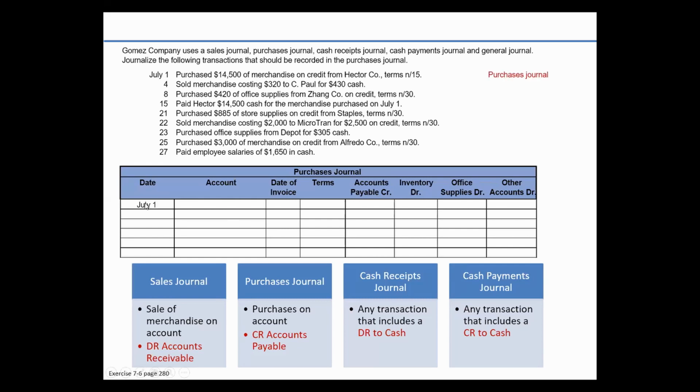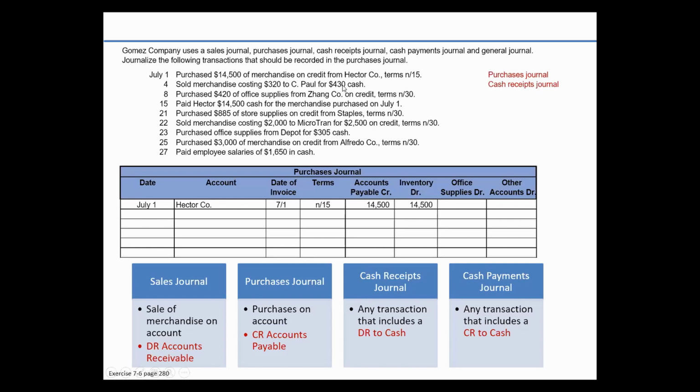So July the 1st, and the account is the Hector Company because that's who we owe. Invoice date was 7/1. Terms were net 15. We have 15 days to pay. And so you have an inventory debit of $14,500 because we received inventory in that amount. And then we have an accounts payable credit of $14,500 because we still owe that. And then the next one is July the 4th, sales merchandise costing $320 to C.